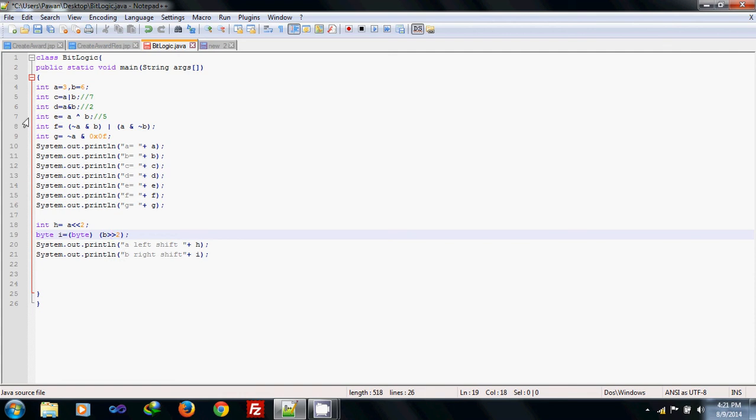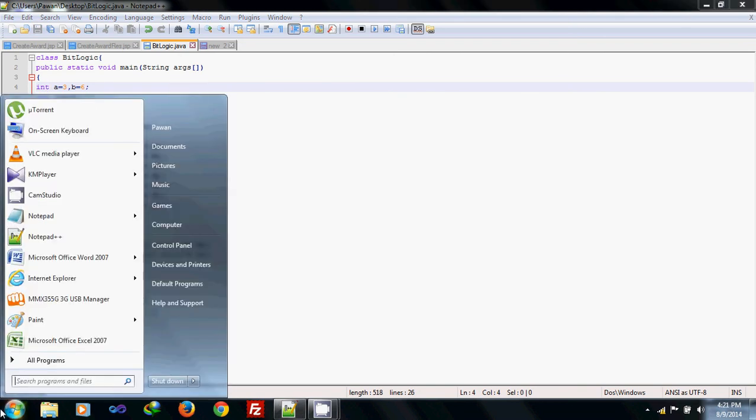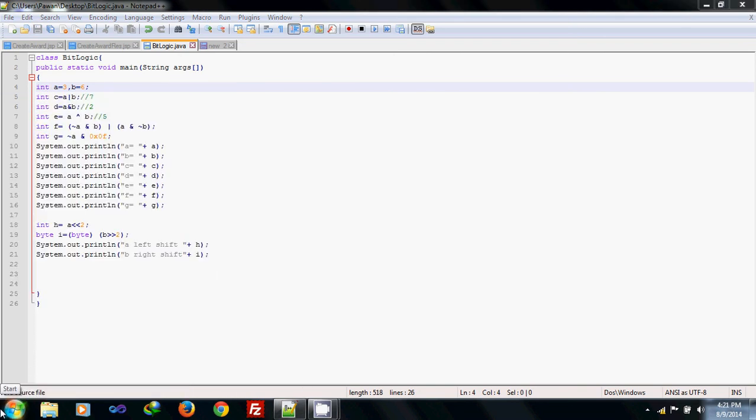Okay, so this is how a program works with bits. Bit logic is something where a program operates on bits. So we would be saving this program and trying to run it.